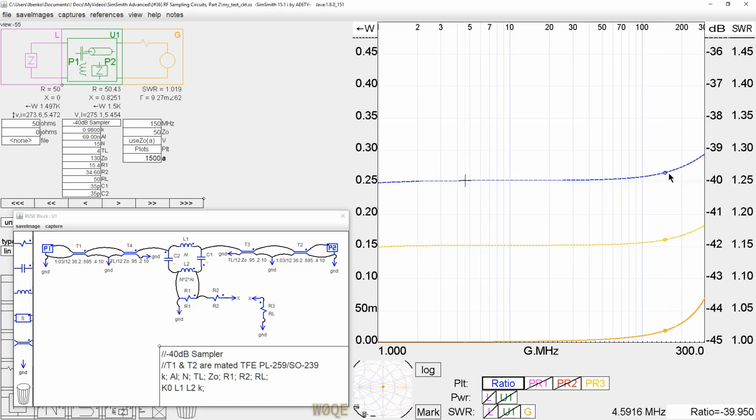My circuit's just a teeny bit worse than this. Pretty darn close though. So you'd say, wow, this is really good. I got a circuit that works really well. And the answer is it does work pretty well. I use circuits like this pretty regularly to monitor RF signals.